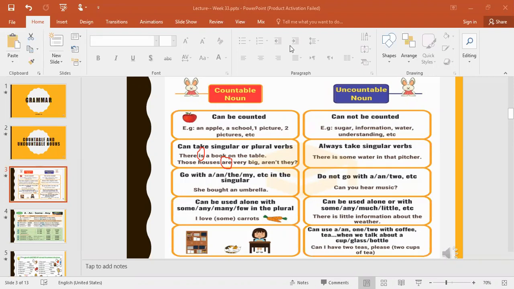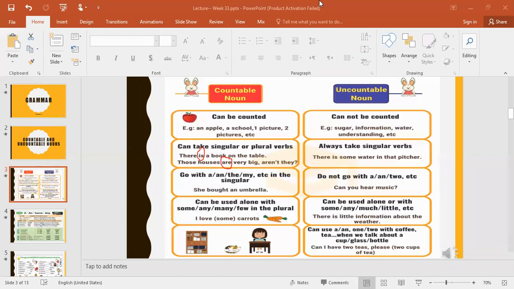Yes, miss. So now we move to the fourth difference in which we can use some, any, many, few in plural forms of the nouns. And I can say, I love carrots, and I can say, I love some carrots, okay? I have many books. I have some books. I don't have any book. I have few books. So I can use these also in the plural forms of the countable nouns.